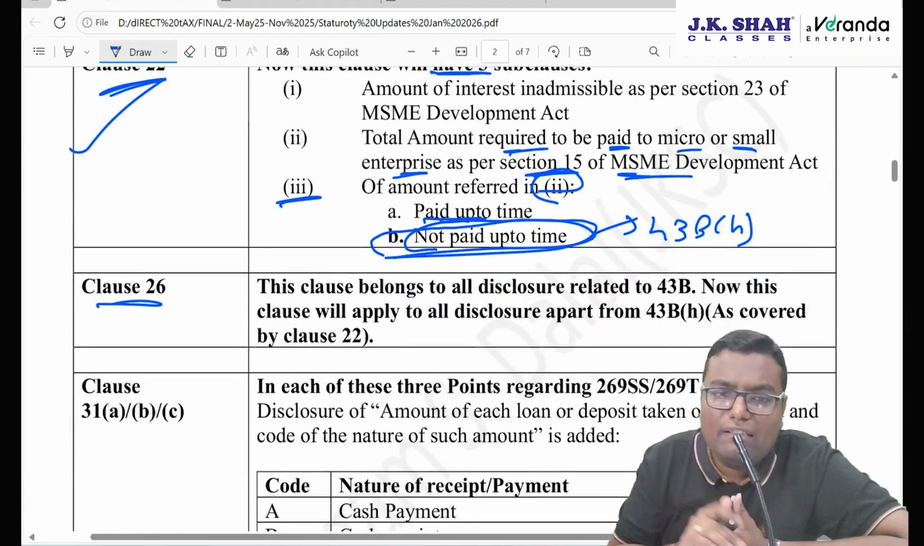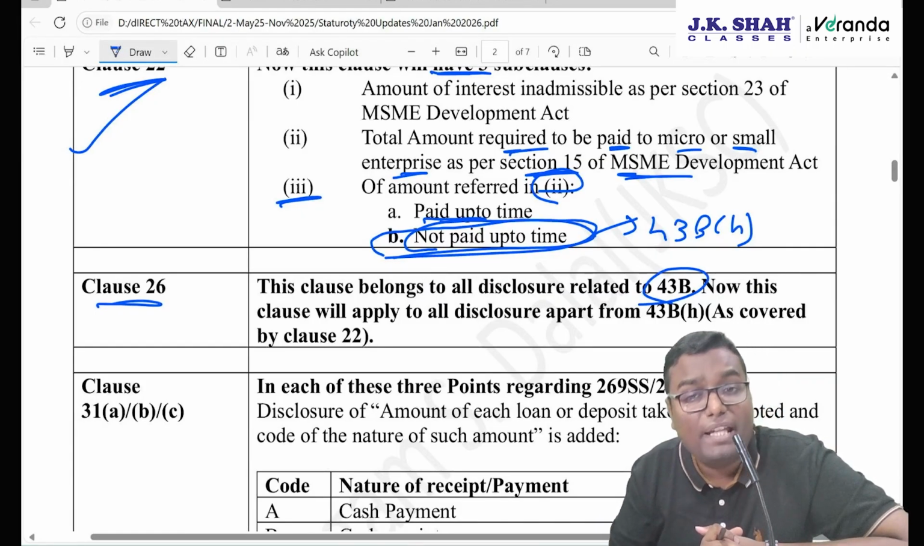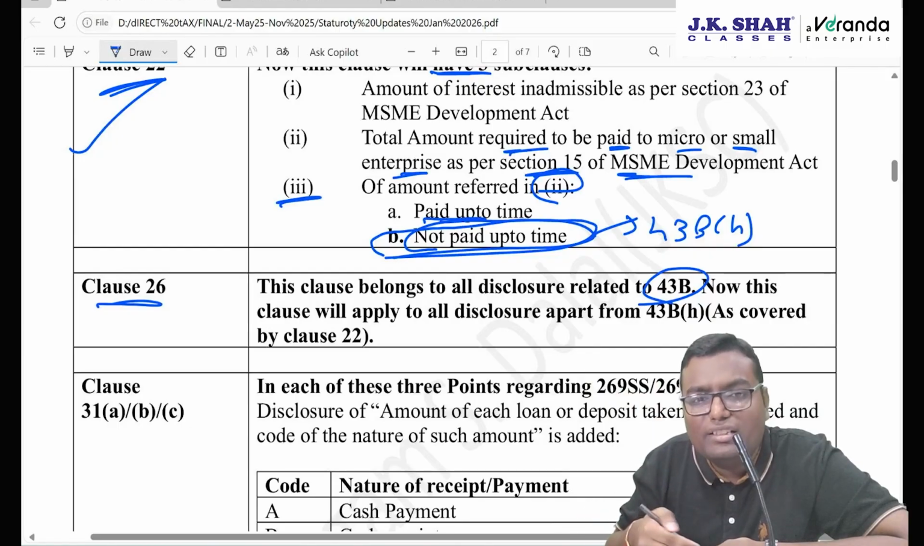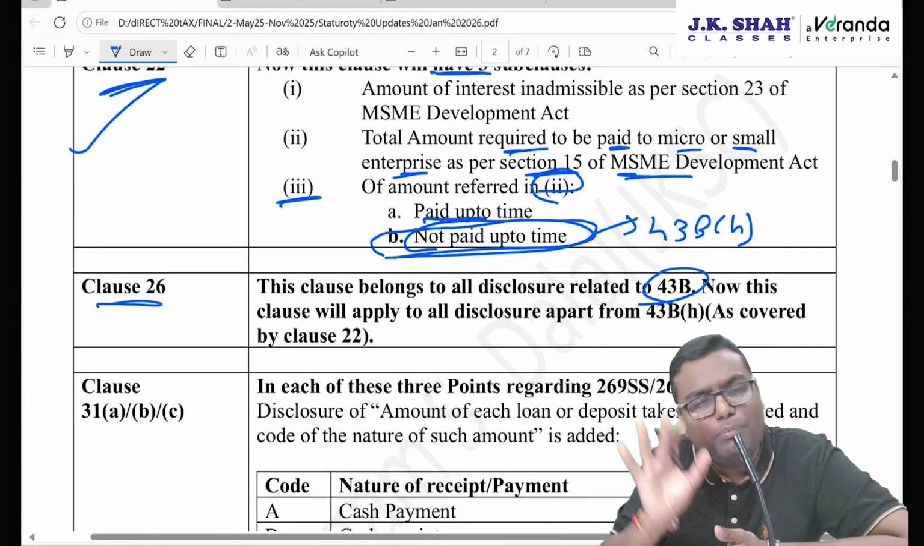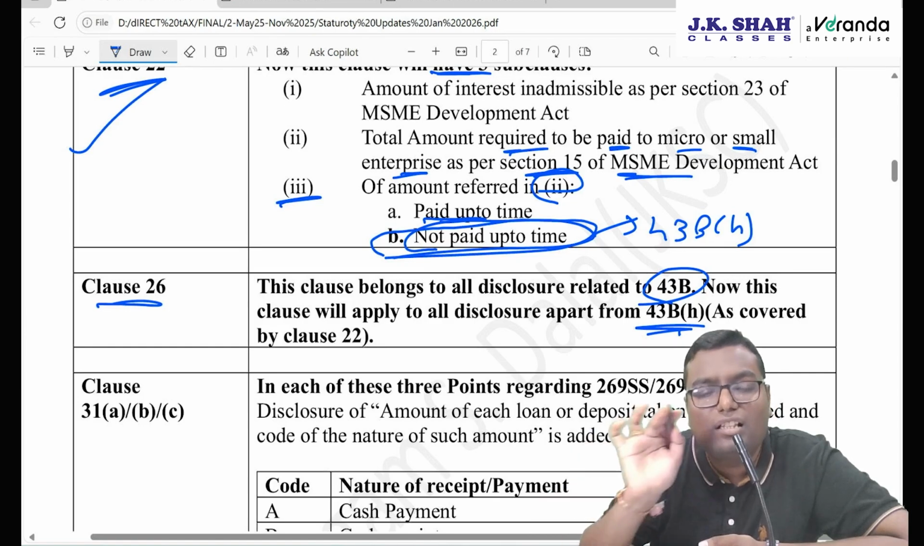Clause 26 is all about the disclosure requirement with regards to 43B. That what are the expenses covered by 43B, whether it is paid up to the due date of 139(1), how much is not paid, how much earlier expense are paid during the year, all that disclosure are there. The point is as it is, only one change is there. Now this point will not be applicable to the disclosures of 43B clause H, because that is already covered under clause 22.